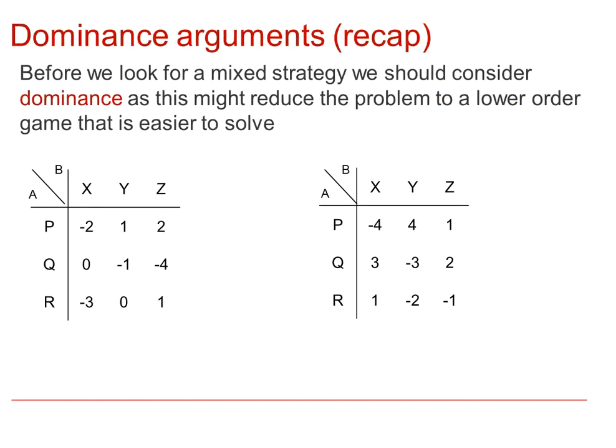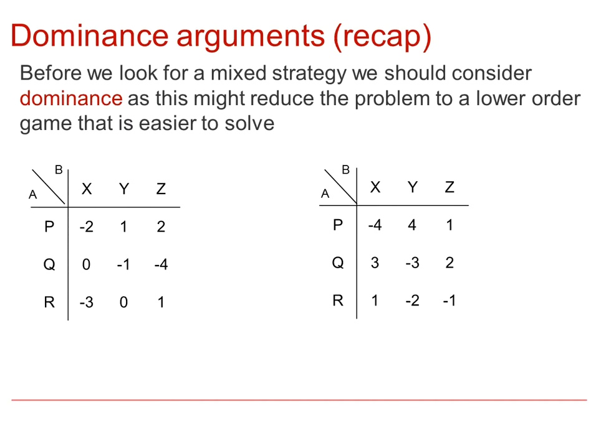In Series 1 we also met the idea of dominance arguments. So before we look for a mixed strategy, we should consider dominance, as this might reduce the problem of a 3x3 zero-sum payoff matrix to a lower order game that is then easier to solve. So let's look at both rows and columns in these examples of payoff matrices, starting with the left-hand game.